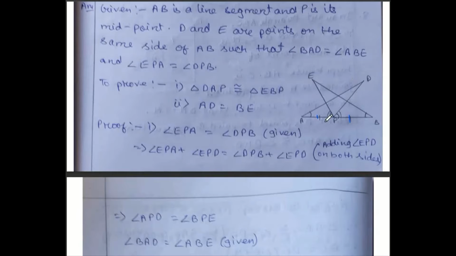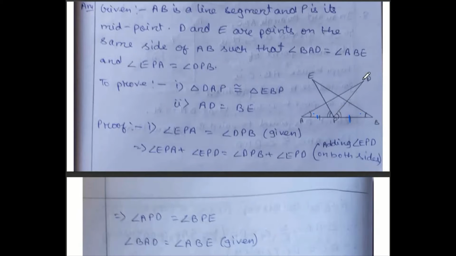D and E both are points on the same side of AB such that angle BAD, you can see here BAD, this angle, and angle ABE, this angle, both are equal. Angle EPA, this double marking I hope you can see, is equal to angle DPB. With the help of this you are going to prove it. Triangle DAP and triangle EBP are congruent.